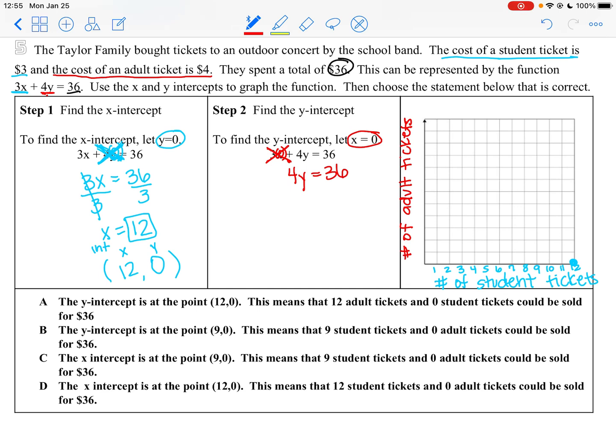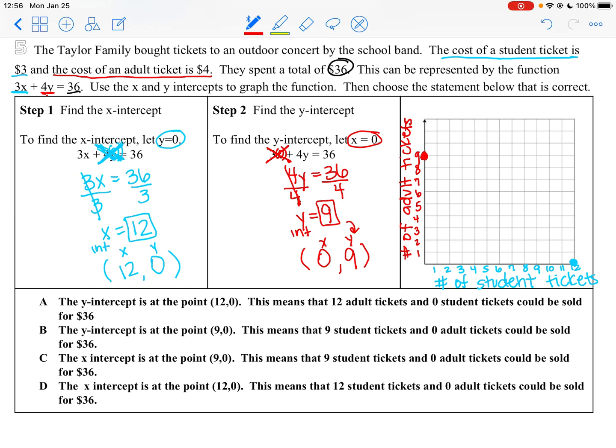So I want to figure out if I spend all of my money on adult tickets, how many adult tickets can I buy? So I'm going to divide 36 by the cost of an adult ticket, which was $4. And that tells me that I can buy 9 adult tickets. So my y-intercept here is 9. So on the y-axis, I'm going to count up until I get to 9. And I'm going to put that dot on the y-axis. So as an ordered pair, since this is the y-intercept, that goes in the second spot. And the first spot is 0 because we canceled out the x.